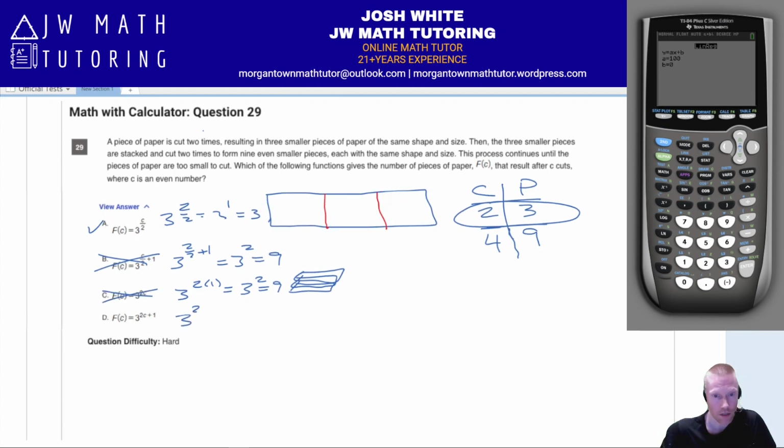This one's going to be even larger than that. It's going to be 3 to the 2 times 1 plus 1, or 3 to the third, which is 27. That one is wrong. So the correct answer choice is letter A. Again, the easiest way to solve this one is once you know how the number of cuts corresponds to the number of pieces, then take the number of cuts, plug that in for C in the answer choices, and then see which one gives you the correct output for the number of pieces.